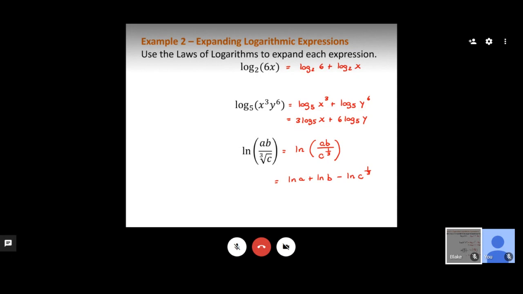Now, when we look at everything inside here, I have an A, can't do anything with that. I have a B, I can't do anything with that. But what can we do with that C to the 1/3 now? Now we can move the exponent, right? So I'm going to bring that exponent out front. That's going to give us a minus 1/3 natural log of C. And at that point, we only have a C inside that logarithm. That is now completely expanded. We can't do anything else with it.